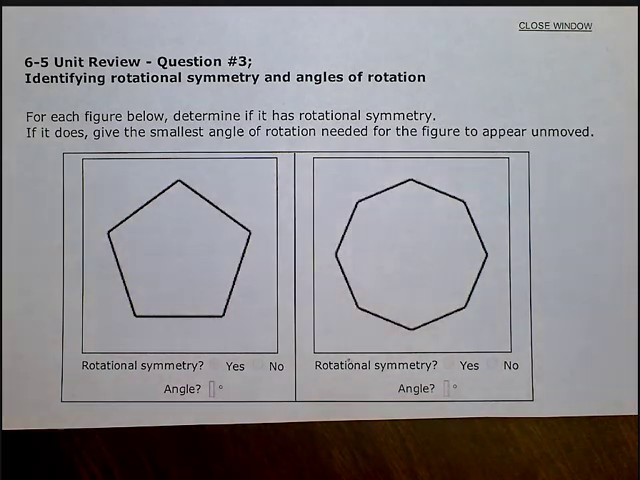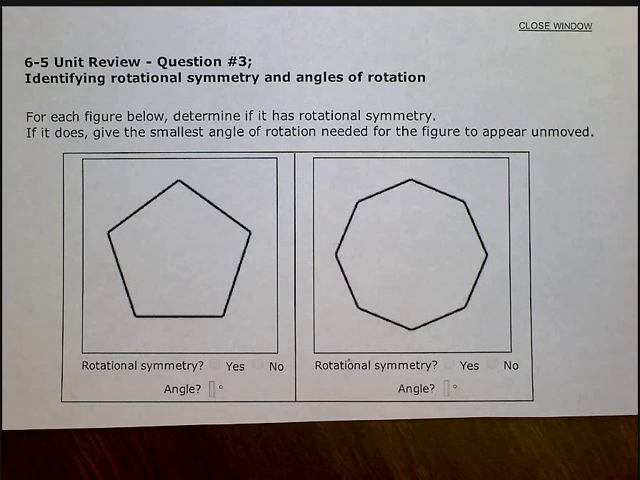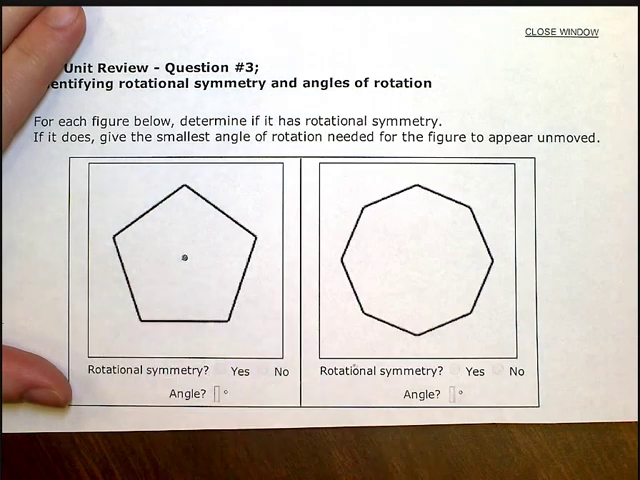Alright, so in this problem it only asks you to do 2 examples, but I'm going to do a few different examples so you kind of get the hang of it. What we're doing is we're thinking about this shape being rotated to see if it will appear again.